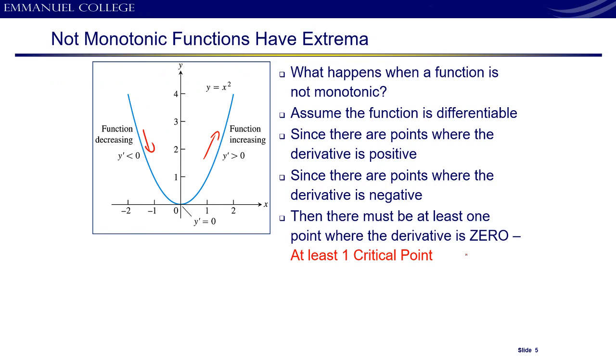So, like this function, it goes from decreasing to increasing. So we know somewhere in between there, it has to have a critical point, which is where the derivative was equal to 0 or was undefined, or the endpoints. But at this point, there's got to be at least 1 point where the derivative is 0, since it's got to go from increasing to decreasing, or vice versa.